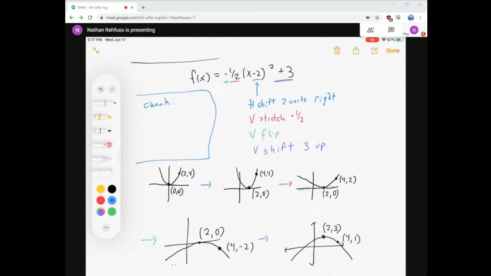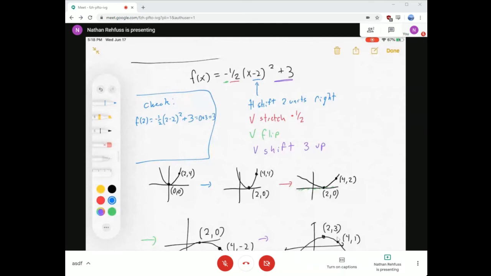So I'd want to check, is f of 2 really equal to 3? Let's find out. f of 2 is -1/2 times (2 minus 2) squared plus 3. So that's 0 plus 3, which really is 3. So yeah, f of 2 really is 3. So that point's in the right place.